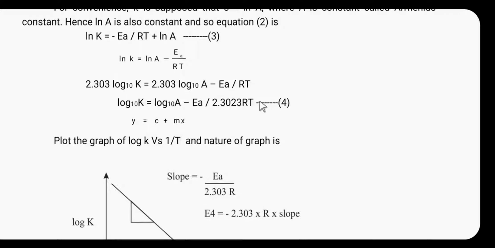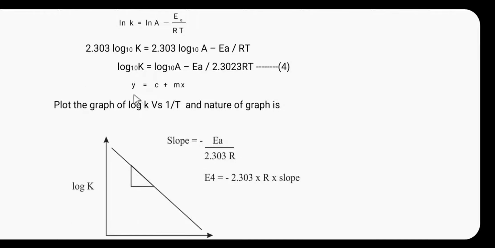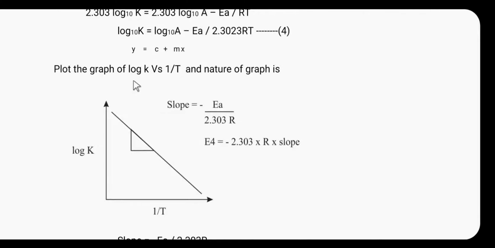This is equation number 4, and equation 4 is the equation of a straight line, that is y is equal to c plus mx. So here we have to plot the graph of y versus x. The value of y is log of k to the base 10 and the value of x is 1 upon T, because Ea is constant, 2.303 is also constant, R is also constant. So x is equal to 1 upon T. So plot the graph of log of k versus 1 upon T, and this is the nature of the graph.